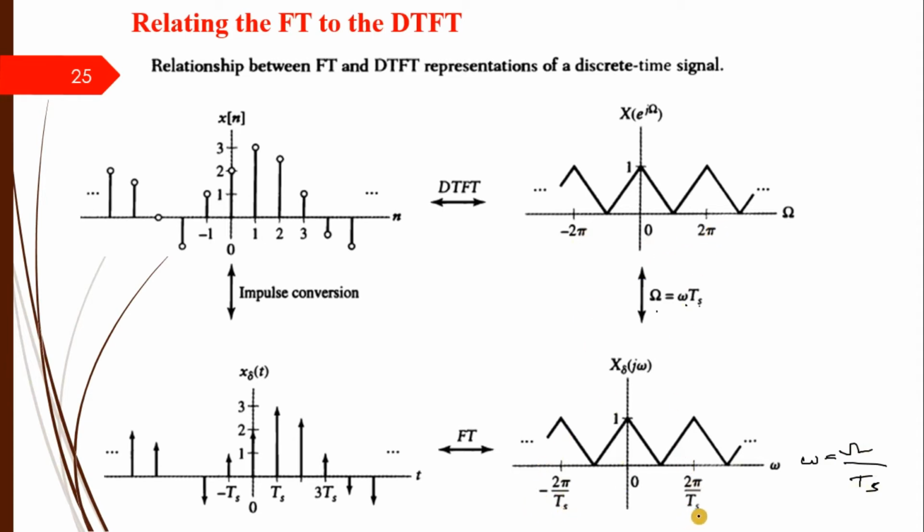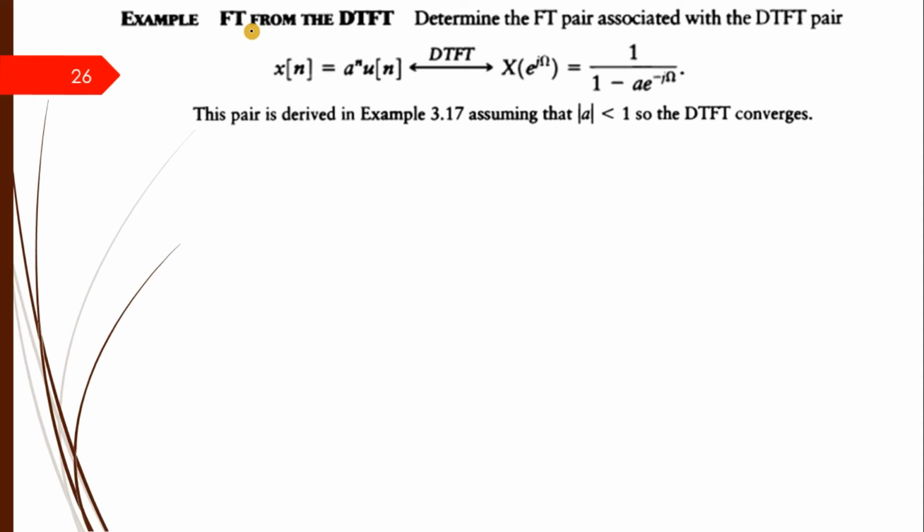2 pi divide by Ts. So that's the only change you need to make in the FT. So this is the relation between FT and DTFT. Okay, the concept looks a bit complicated at the initial stage, but if you go through it once or twice, it'll be easy for you. Example here.